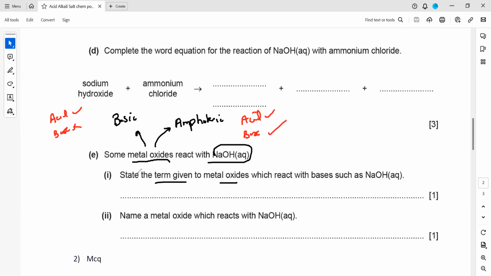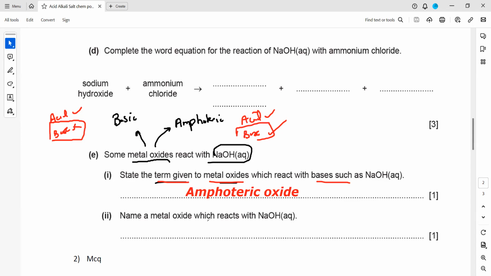So in this one, they mention: state the term given to metal oxides which can react with bases. So which metal oxides can react with a base? Amphoteric metal oxides can react with base. So an amphoteric oxide is the oxide which can react with base as well as acid. The characteristic here is that a basic oxide cannot react with base, but an amphoteric oxide can.